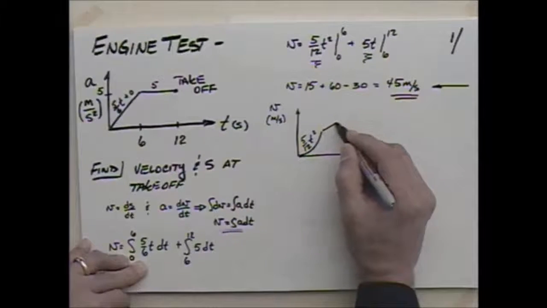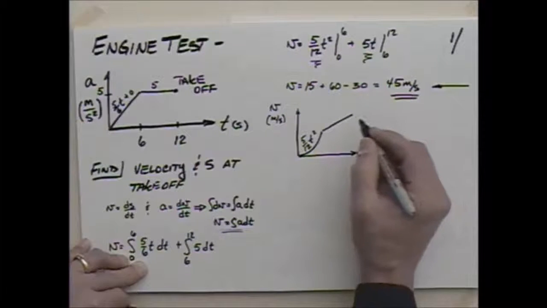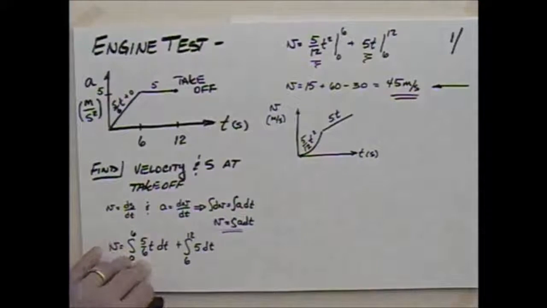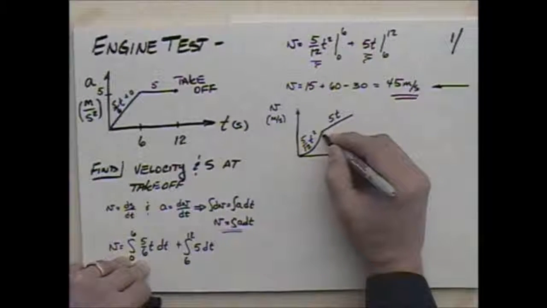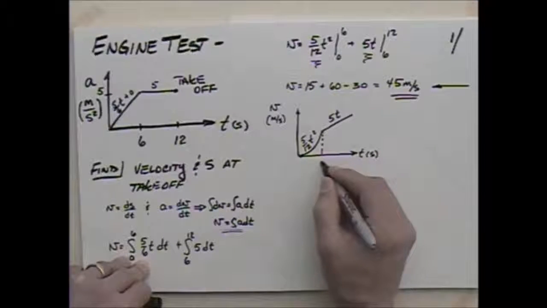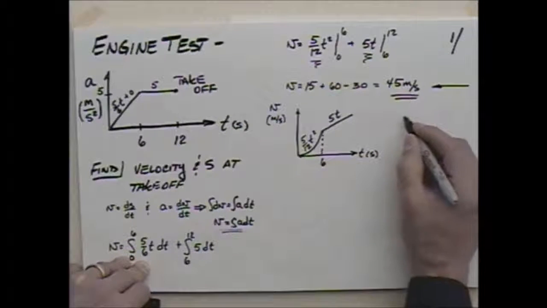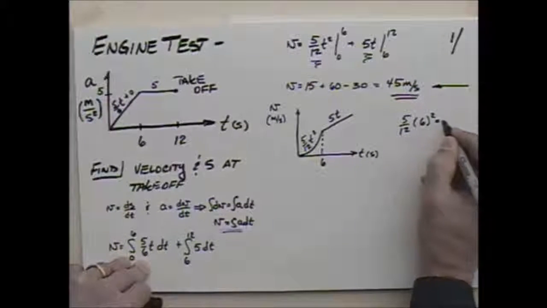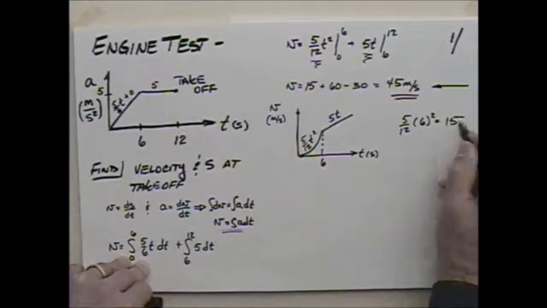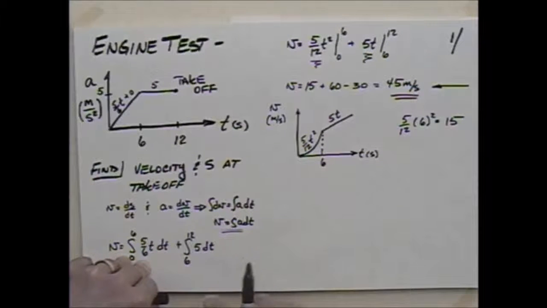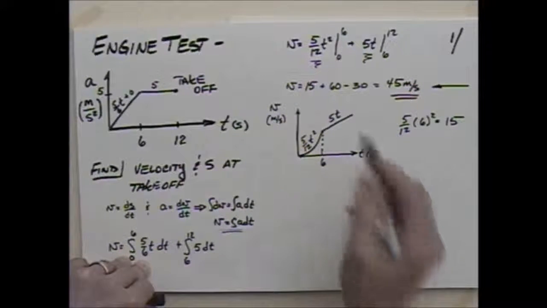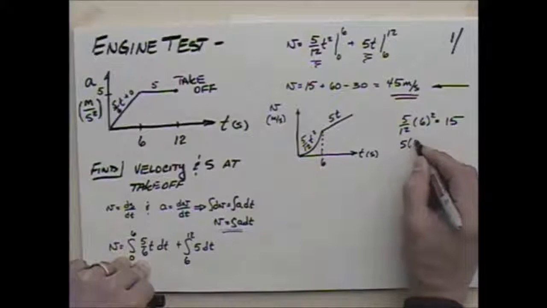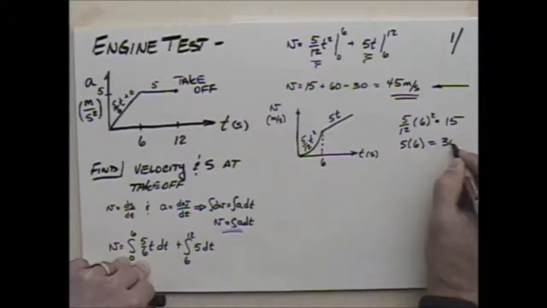And then I have this equation coming up here. That's the equation 5t. Now I have to be careful of that, because if I look at this point here, this is what, 6 seconds? So if I look at 5/12 of 6 squared, that turns out to be equal to what, 15? I think so. And if I then evaluate this equation here, 5 times 6, that's equal to 30.